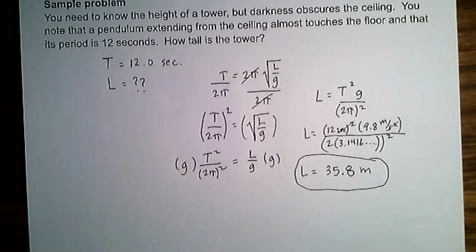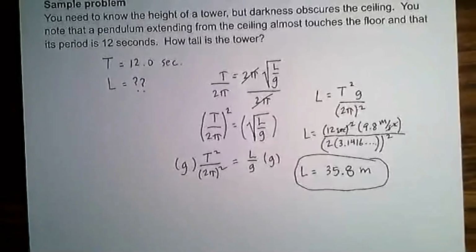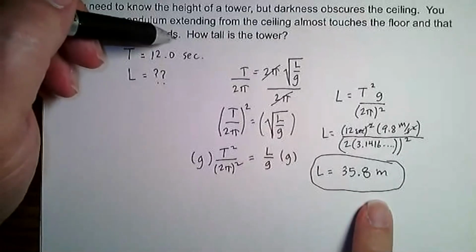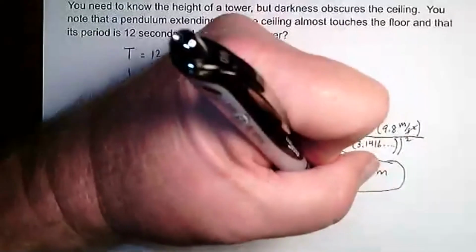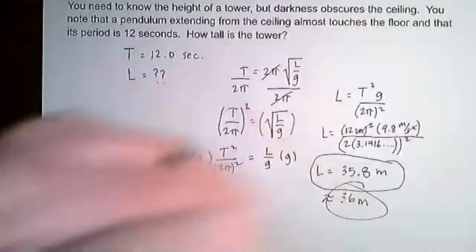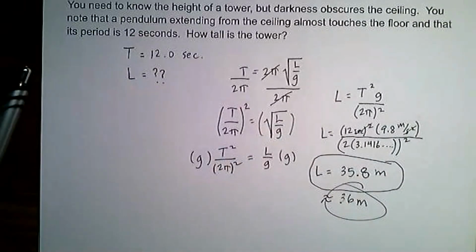This was a sample problem in the text. They said 36 meters, which makes sense. You have to round to 2 sig figs, not 3, because the time that you had was 12 seconds. So I would round this to 36 meters, and that would be the height of my building. Pretty simple equation to work with. Just be careful on your algebra.